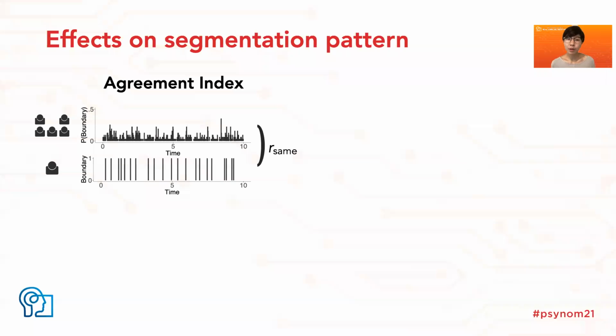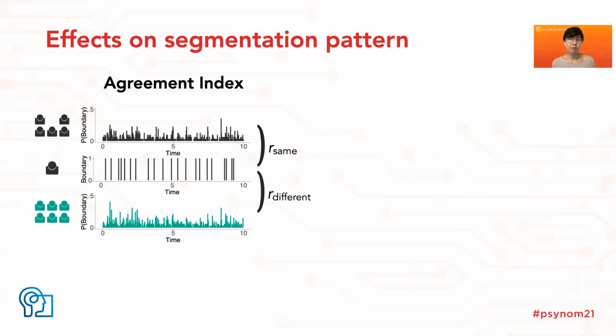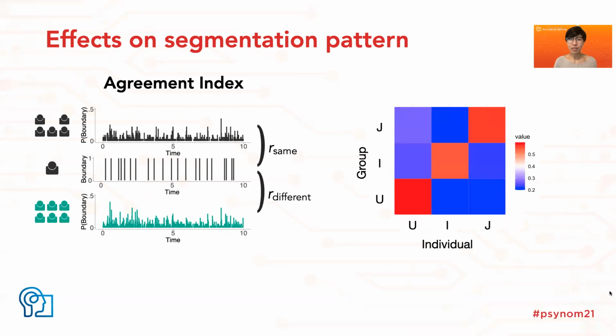If individuals within one group or condition segment the movies in similar ways, we can expect relatively high agreement values. Individual time series from one condition can also be compared with group time series from a different condition. For example, individual from the uninterrupted condition can be compared to those from the interrupted condition. So this analysis can be illustrated in a correlation matrix where each individual segmentation in each condition is compared with a group segmentation pattern in each condition too.